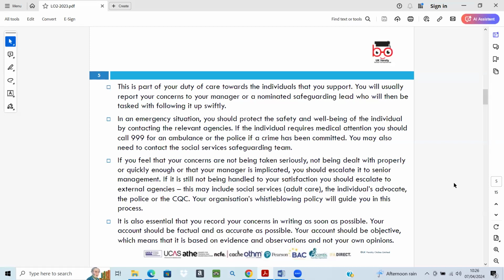And then we may ask, what should a care worker do if they feel the concerns are being ignored by the manager? What do we need to do then? As we said earlier, we can contact the different departments like the police, CQC. They should escalate the issue to senior management or external agencies, again following the organization's whistleblowing policy.